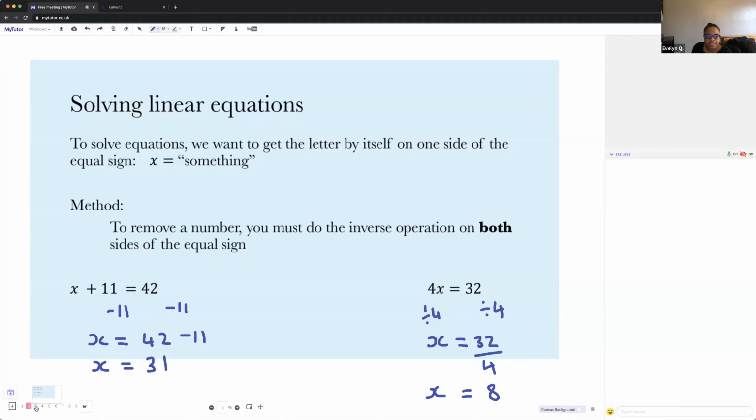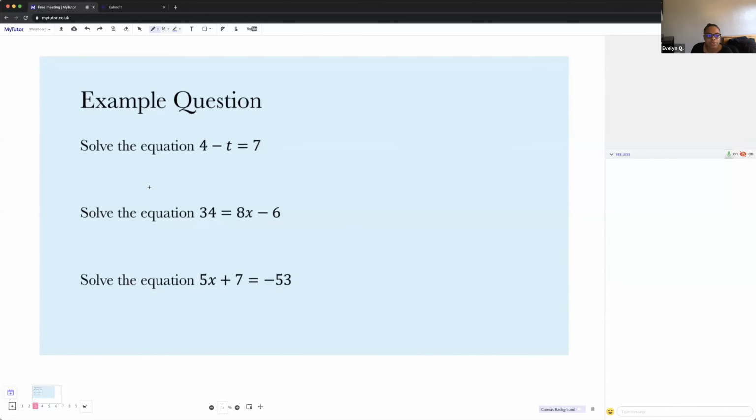Let's go on to some example questions. I'd like you to have a go at answering these. I'm going to label them 1, 2, and 3. I'd like you to try and solve them and put your answers in the chat, just so I can see how everyone is doing and whether everyone understands what I've explained so far. And I'll try and answer some more questions.